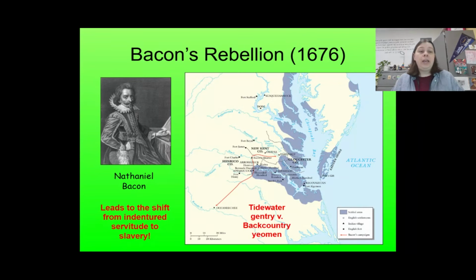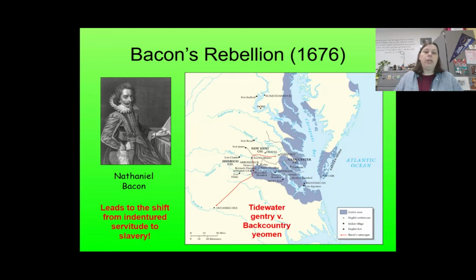And this is basically a class rebellion. We see these a lot in American history. Poor people rising up against what they see as the oppression of the wealthy. In this case, Bacon's Rebellion consists mostly of former indentured servants, some white, some black, some enslaved people, just poor white people in general who are living in the back country area of Virginia and who are upset at the governor of Virginia because they believe that the governor is not taking care of them and not protecting them from Native Americans.